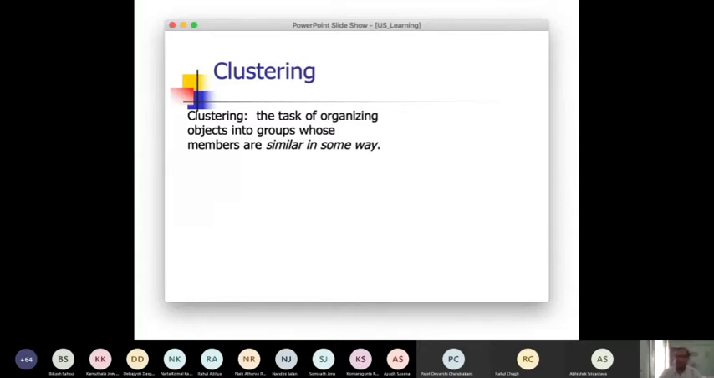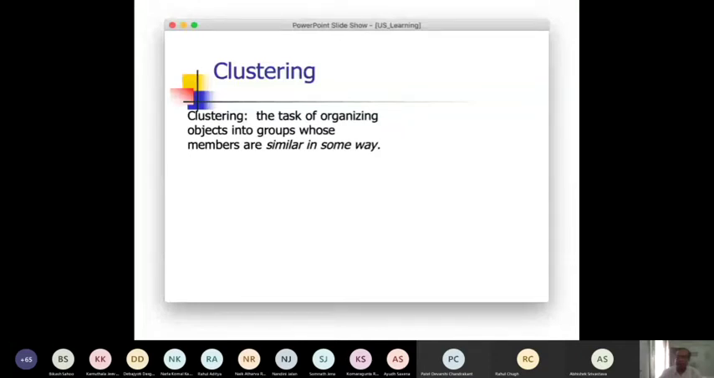Of course, this is not the only task involved in unsupervised learning, but in this particular course we will discuss only this basic task in this paradigm. The objective of clustering is defined in this way. It's a bit of a loose definition. It says that it is the task of organizing objects into groups whose members are similar in some way. So there is that looseness. That is, we are not sure how that similarity would be defined.